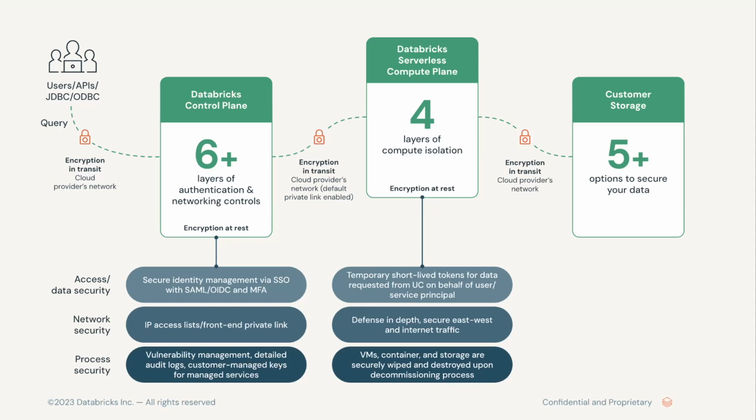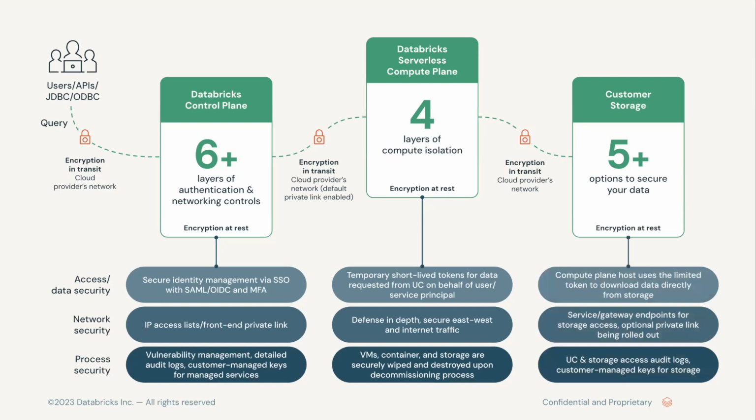On accessing data from your storage bucket, the compute plane host uses the limited and short-term lived token minted by Unity Catalog to download the data directly from storage after validating its access grants. Network connectivity is limited to service or gateway endpoints and can be further reinforced by leveraging cloud provider private link services between the serverless compute plane and your storage buckets. And all the calls can be logged through Databricks and the cloud provider's audit log systems when you're accessing storage.